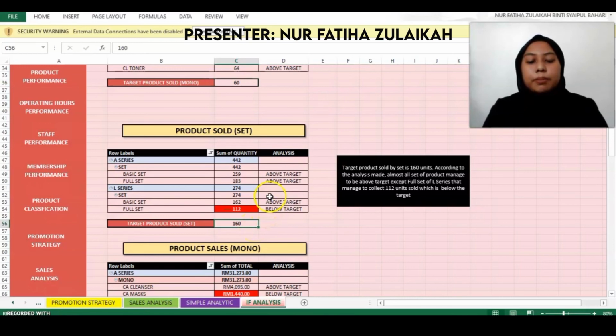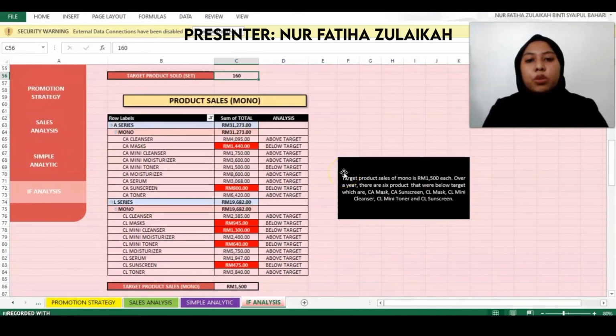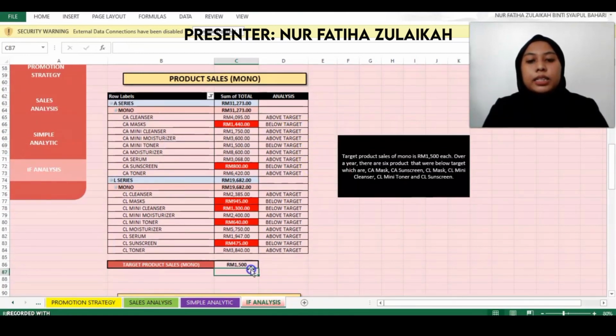According to the analysis, almost all sets of products managed to be above target, except the full set of L series, which managed to collect 112 units sold, below the target. So we move on to the next target: target for product sales for mono products. The target sale of mono product is 1,500 ringgit each.